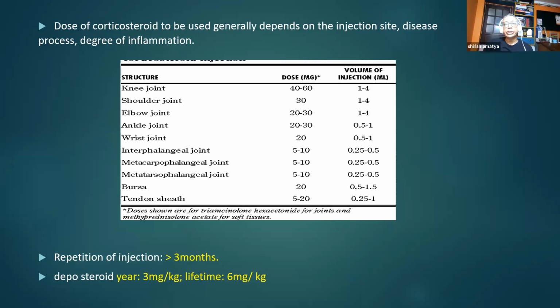And if we are using depot steroid, especially Depo-Medrol, the maximum dose in 1 year is about 3 milligram per kg, and in lifetime it is 6 milligram per kg. So we should never cross this maximum value. Otherwise, various steroid-related complications can occur. Especially the hypothalamic pituitary axis suppression is most commonly seen.